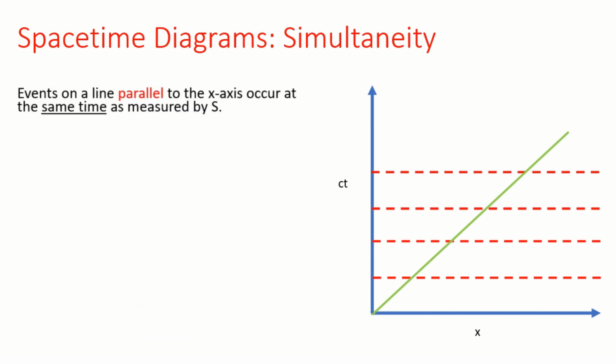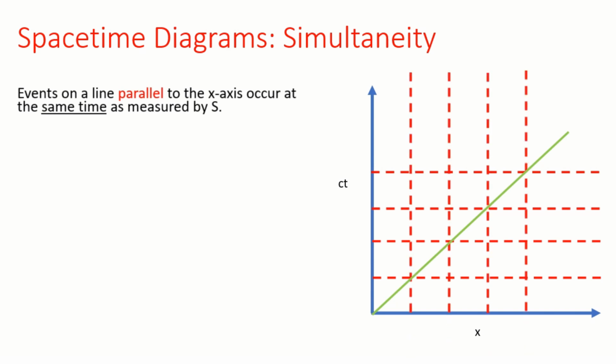Now, why have I done them? If we have some events, okay, so points, and we're going to see what that means in a second. Any two events which lie on a line parallel to our x-axis will be measured as occurring at the same time by an observer in reference frame S. Basically what this means is they have the same time or temporal coordinate, CT. So any two events which appear along one of those dashed red lines is going to be considered simultaneous as measured by S.